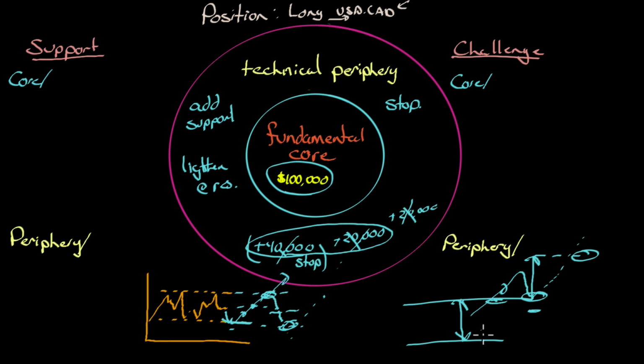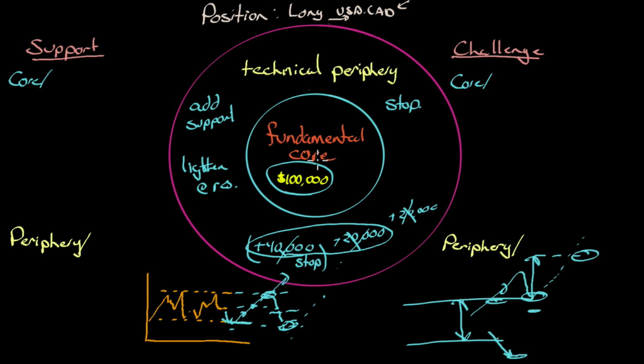If I add to my position at the bottom and it breaks down, I have a stop, but I would not take out my fundamental core. I would leave that in place. I'm going to show you why it makes more sense when we get to the futures section. I'll show you why it makes more sense to use a futures contract for your fundamental core as opposed to a spot market position.